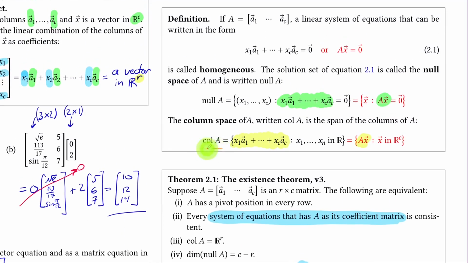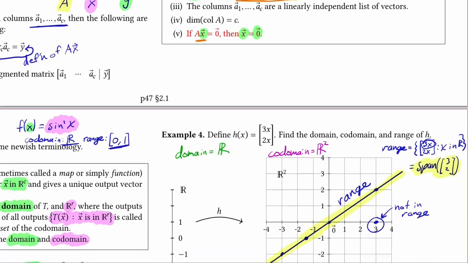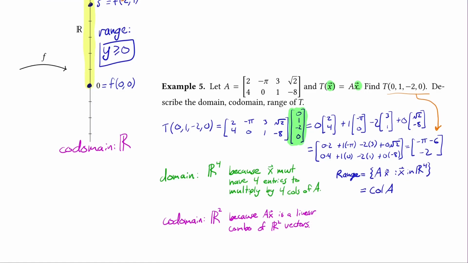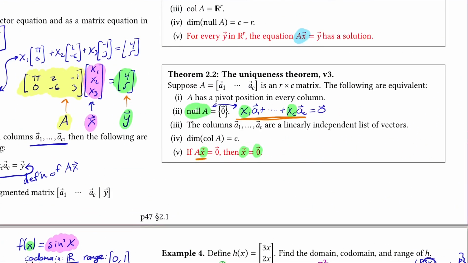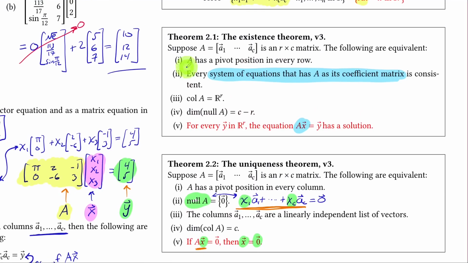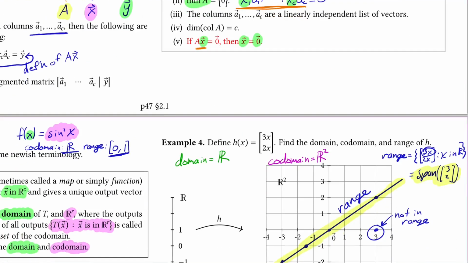Yeah, the column space, the set of all linear combinations of these columns, is also known as the set of all vectors that can be written A times x. Now, what do we know about the column space of this? Well, it depends on how many pivots we have, because if we have a pivot in every row of A, then the column space is all of R2.